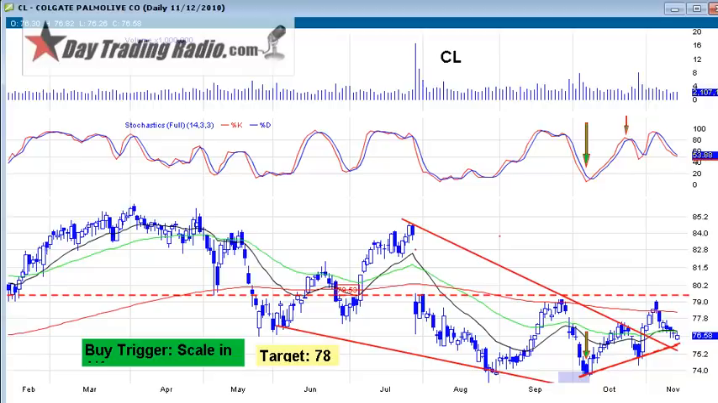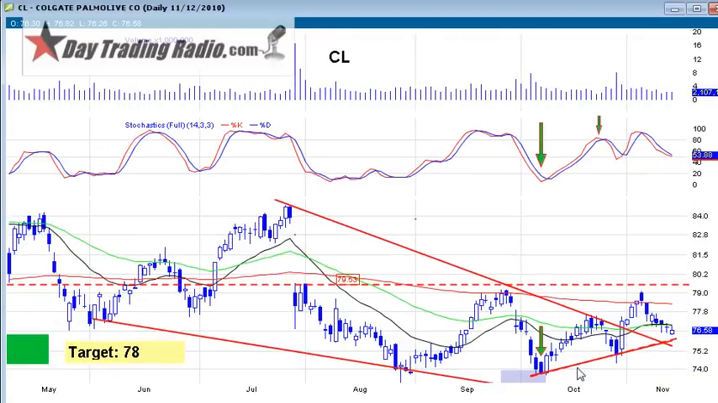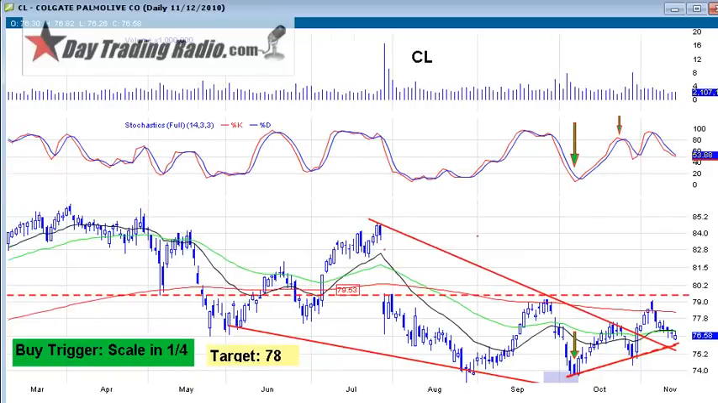Another watch list pick from this week is Colgate-Palmolive. Again, this broke out of a wedge pattern. I just put in this lower trend line. We're pulling back to the trend line. Stochastics are pulling back. Looks great. Looks like a great entry here.